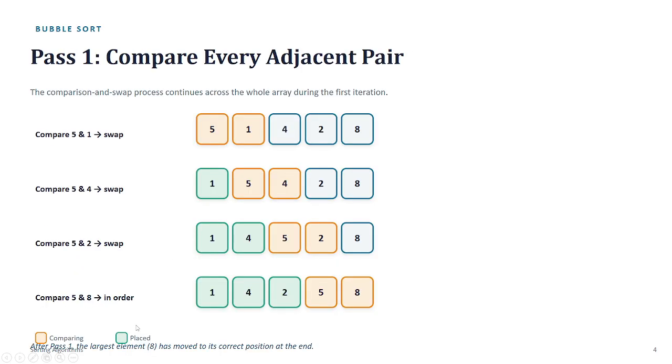Next, this slide is about how we start from the beginning of the array. The first two numbers are compared. If the first number is bigger, we swap them. Then we move one step forward and compare the next pair. This continues until we reach the last element. At the end of the first pass, the biggest value automatically reaches the last position.